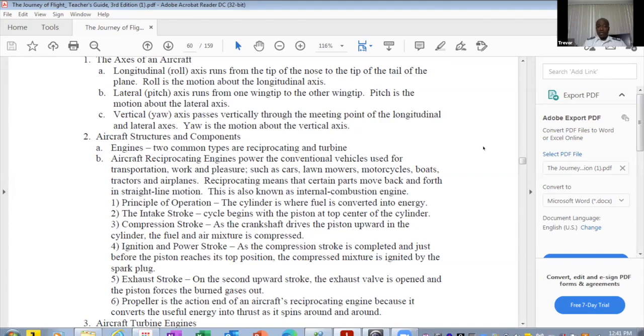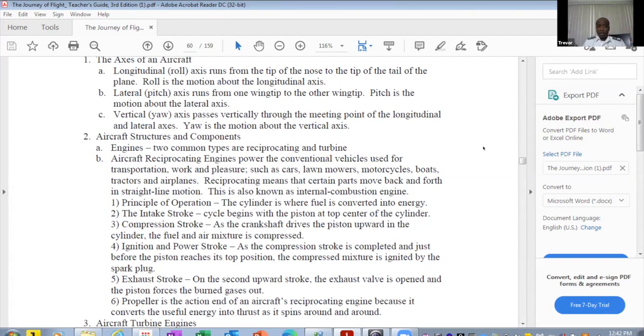And when it compresses, what happens is that there's ignition. And when there is ignition, or a spark in that compressibility of air and fuel, it creates an explosion. And that explosion will drive the piston down. And in return, it will turn the crankshaft. And when it turns the crankshaft, it causes the propeller to spin or the wheels of a car to turn, okay?